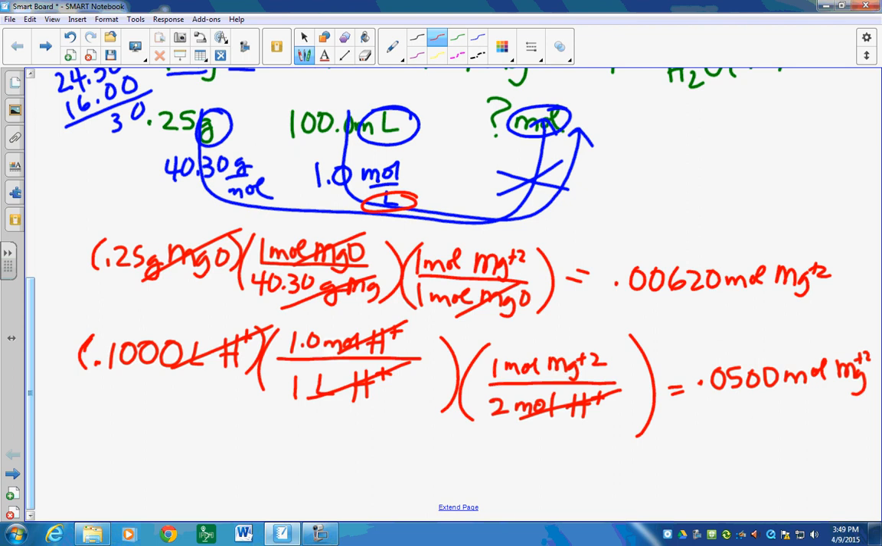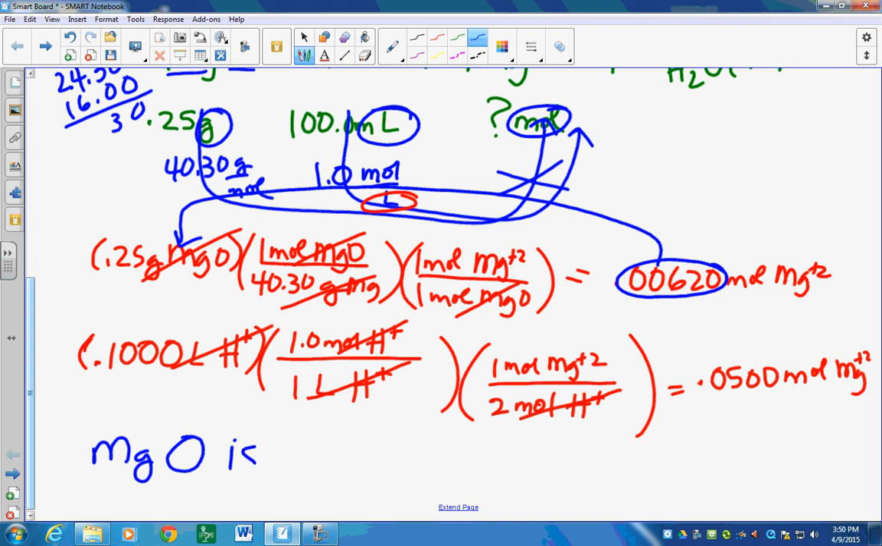And if you notice, 0.006 is a smaller number than 0.05, and all they asked for was the limiting reactant. Well, if this is the smaller answer, then this is the limiting reactant, and so the answer is MgO is the limiting reactant.